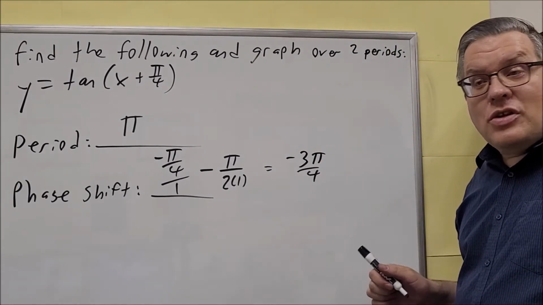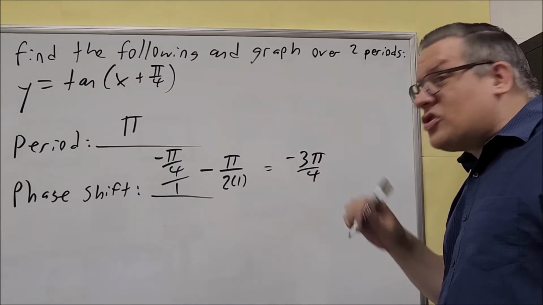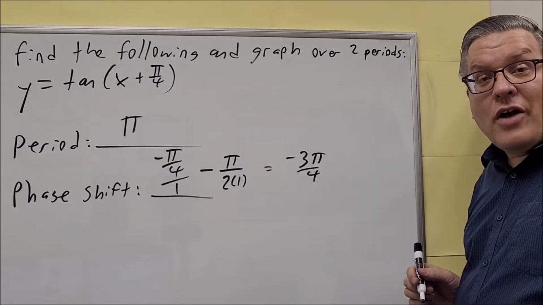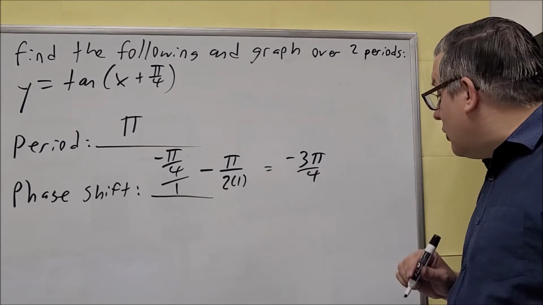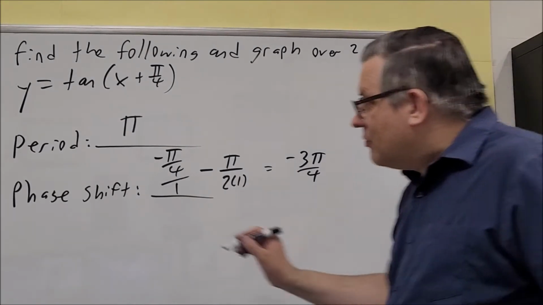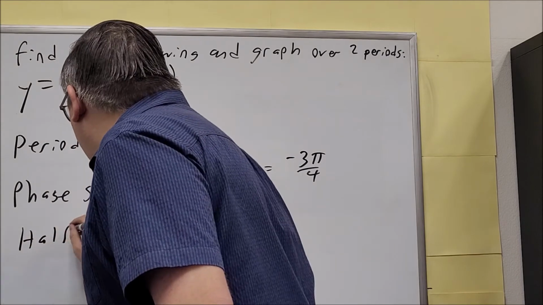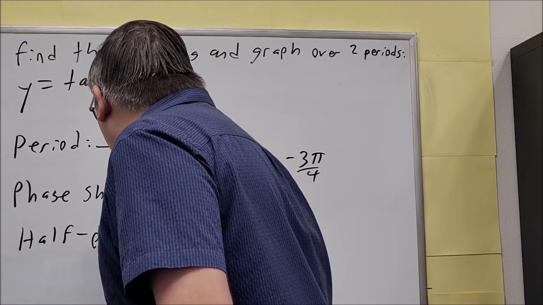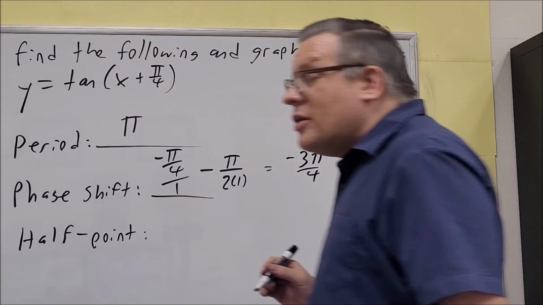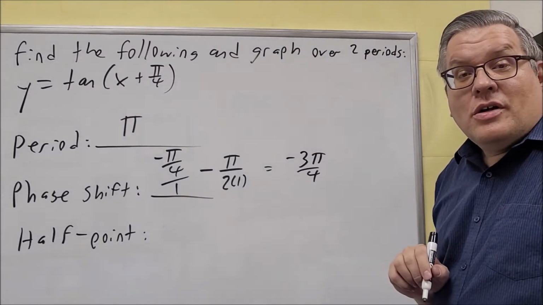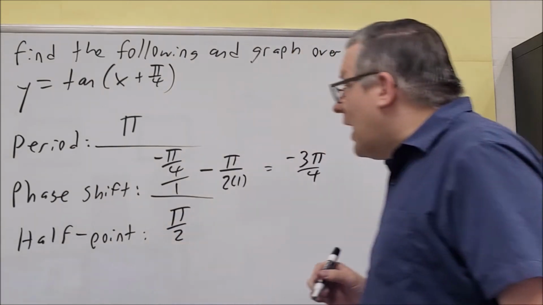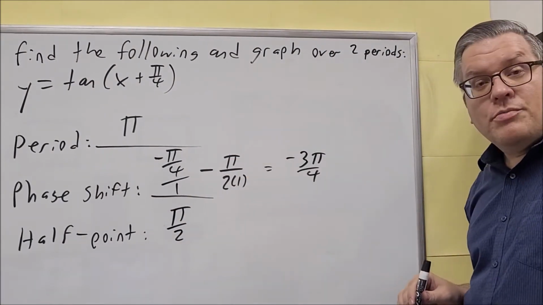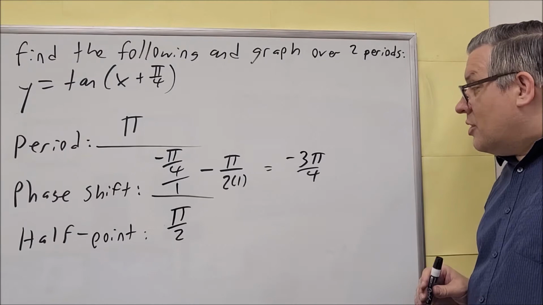Remember, your phase shift is always going to be the first key point that's on your graph. Now we have to find the other 5 key points that come after that, and that's why you want to find the half point. Let's find that underneath here, even though it didn't originally ask for it. Let's find the half point. The half point is always period divided by 2. Our period here is pi that we found earlier. We divided by 2, so it's pi over 2.